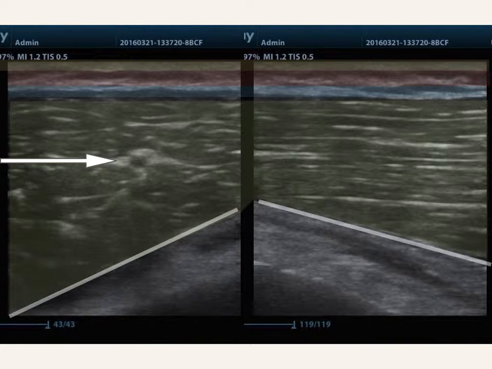Now, why doesn't the bone have the same hyperechoic appearance with posterior shadowing? The reason for that is because we are not interrogating the bone at 90 degrees or perpendicular to the beam. If we tilted the probe, we could make it appear brighter.